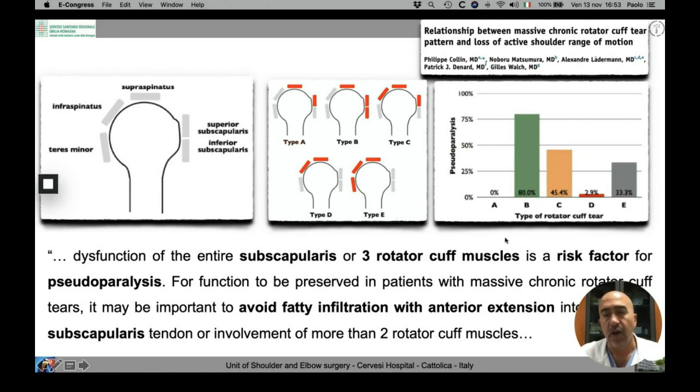different kinds of dysfunction. In this case, Philippe Collin evaluated the different associations of lesions: type A was the superior subscapularis and the supraspinatus, type B the whole subscapularis and the supraspinatus, and so on. You can see that the most important is type B because it is the most prone to have a pseudoparalysis of the shoulder. So we don't have just to understand the shape of the lesion and the trophism of the lesion, but even which tendons are involved, to understand better and to have a prognosis about this kind of lesion.